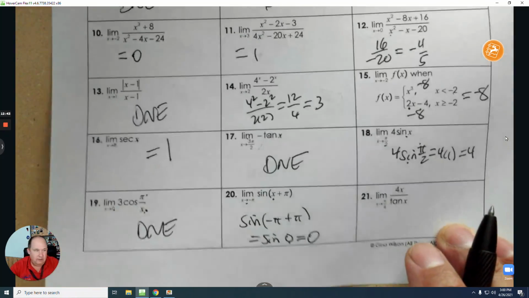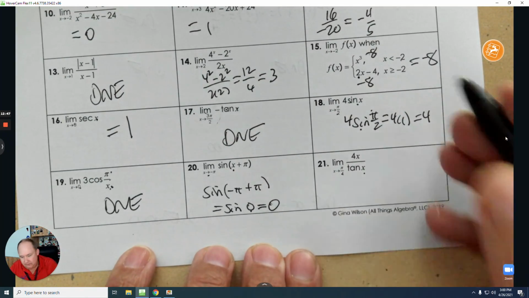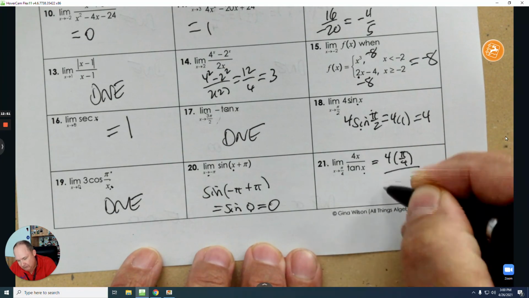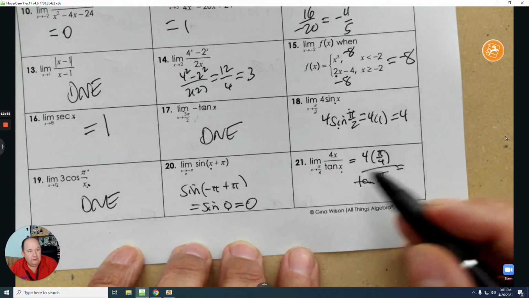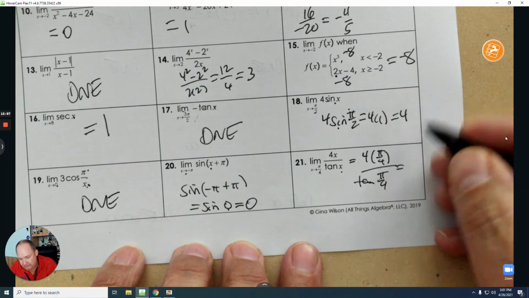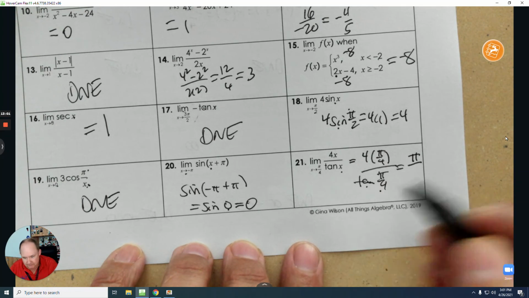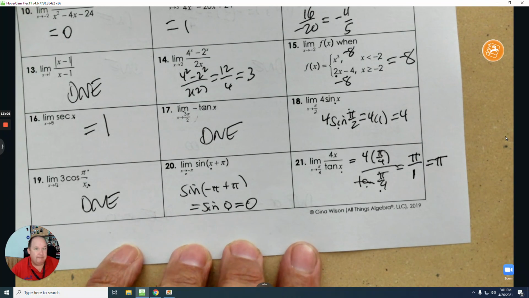If I look at 21, again, at pi over 4, it's continuous. No asymptote there, so I can evaluate where it's continuous. Because it's continuous, the 4's divide out, I get pi. The value of tangent at pi over 4 is positive 1. So pi divided by positive 1, and the answer is pi.